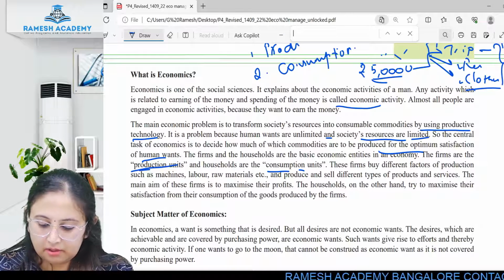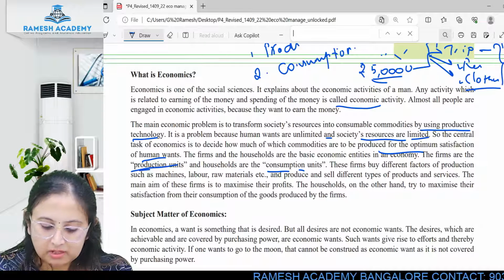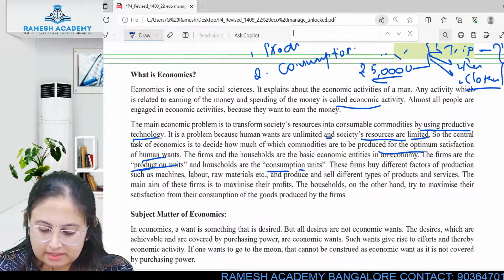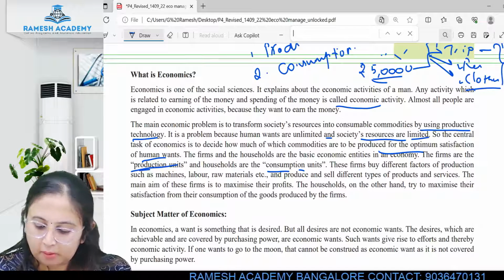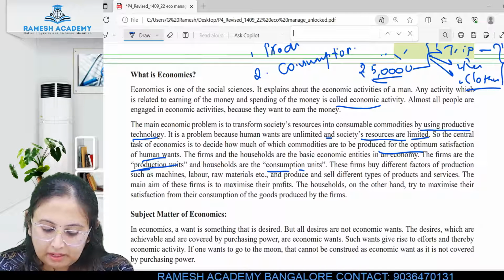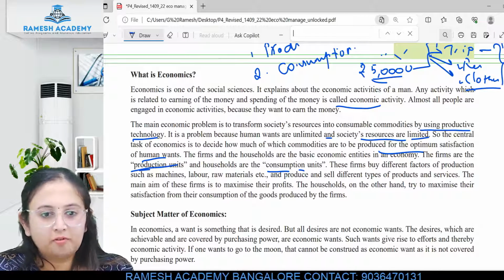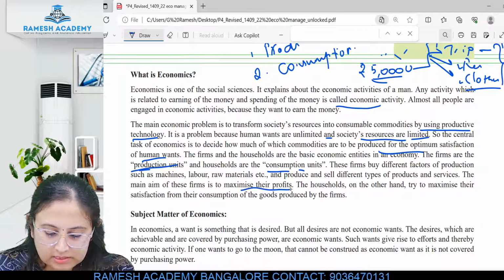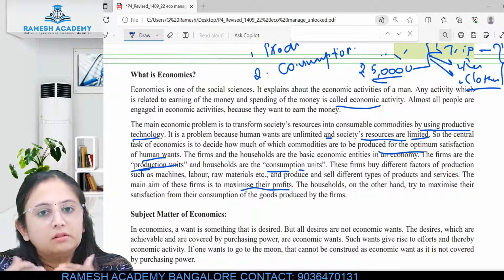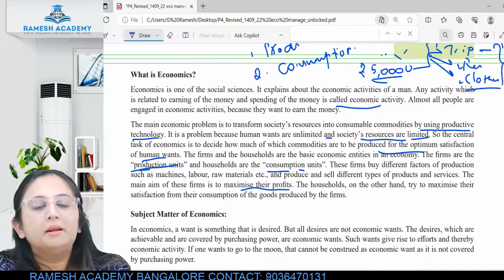So these firms buy different factors of production such as machines, labor, raw materials, etc., and produce and sell different types of products and services. So the main aim of these firms is to maximize their profit. So mainly, production units, what is their main aim? They aim to maximize the profit.